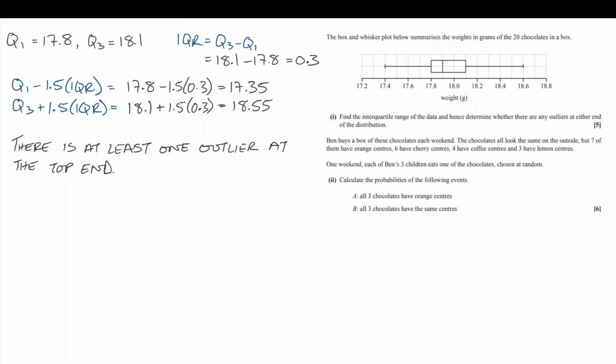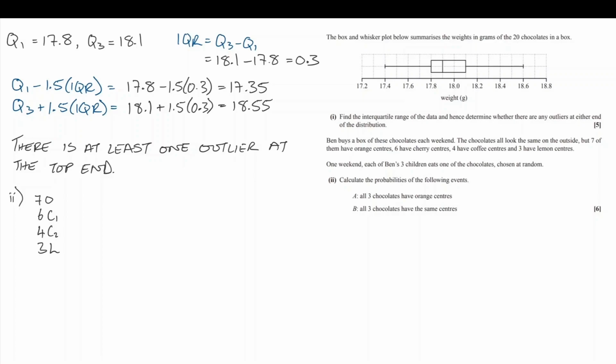The second part of the question tells us that Ben buys a box of chocolates each weekend. The chocolates all look the same on the outside, but we know 7 of them have orange centers, 6 have cherry centers, 4 have coffee centers, and 3 have lemon centers. One weekend, each of Ben's 3 children eat one of the chocolates chosen at random. We're asked to calculate the following events. Okay, firstly, just quickly to summarize in my working out, what distribution of chocolates do we have? 7 for the orange, 6 for the cherry, 4 for the coffee, and 3 for the lemon.